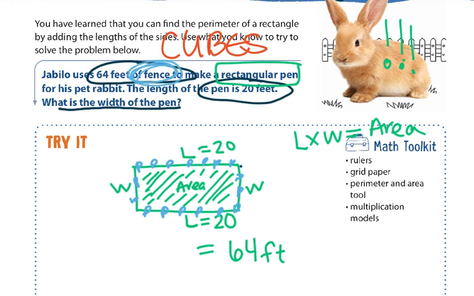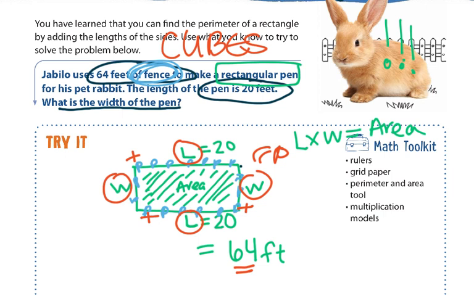So it says Jabilo uses 64 feet of fence to make a rectangular pen for his rabbit. The length of the pen is 20 feet and the width is unknown. Well, I know another way to do this would be to add length plus width plus length plus width would equal the perimeter. Okay, and I already know that the perimeter, which is the length of all the fencing, is 64.